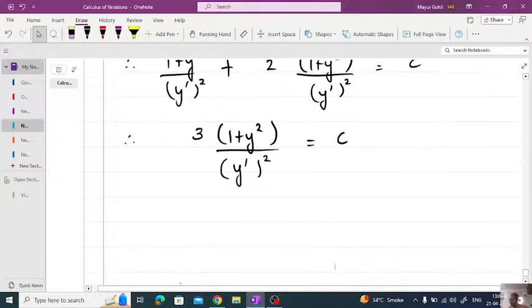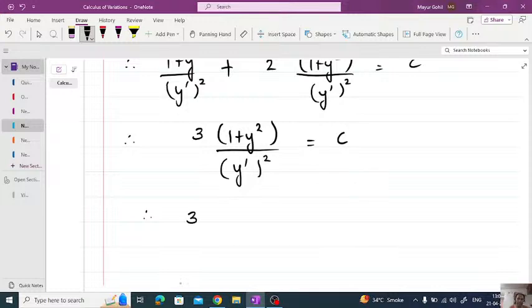Now let's go further. When I go further I have another thing coming here. This is now a differential equation, remember that. Until we were solving the equation it was fun, but as soon as it comes to solving, it will become a differential equation, remember that. So 3 times 1 plus y square equals c into y dash square. Okay, this is what you have.